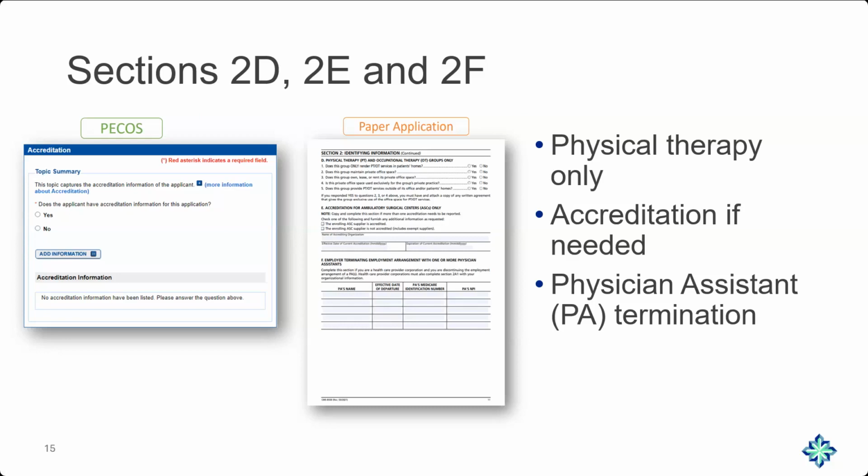But this is going to be asking questions about those PT and OT groups, and it's being used to establish their independence. So it asks about where their practice is, if they have private office space, if they lease their space, if they're seeing patients in their home. It's a series of yes or no questions. It'll also, for other providers, ask for accreditation if it's needed. This is typically going to be our ambulatory surgical centers, or our ASCs.